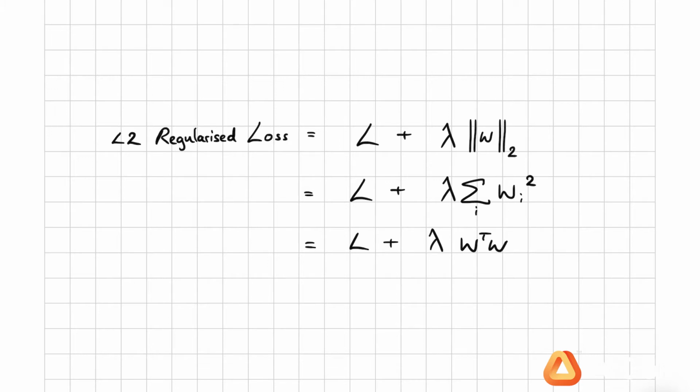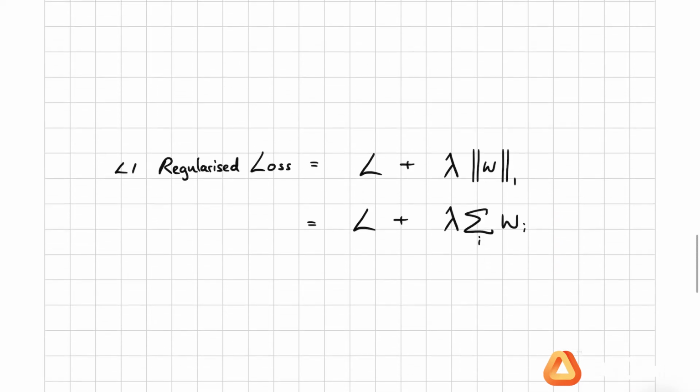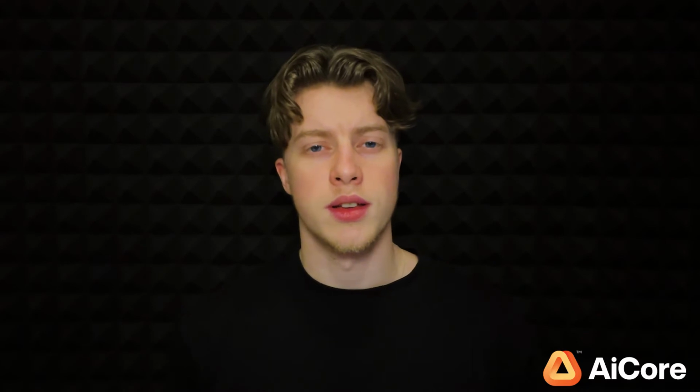And there's a few different ways to write out that L2 regularized loss, as you can see there. Alternatively, you can use the L1 norm penalty. That's just a case of summing up all of the parameter values in your model and then multiplying them by that regularization factor lambda. So when would you want to use which one?